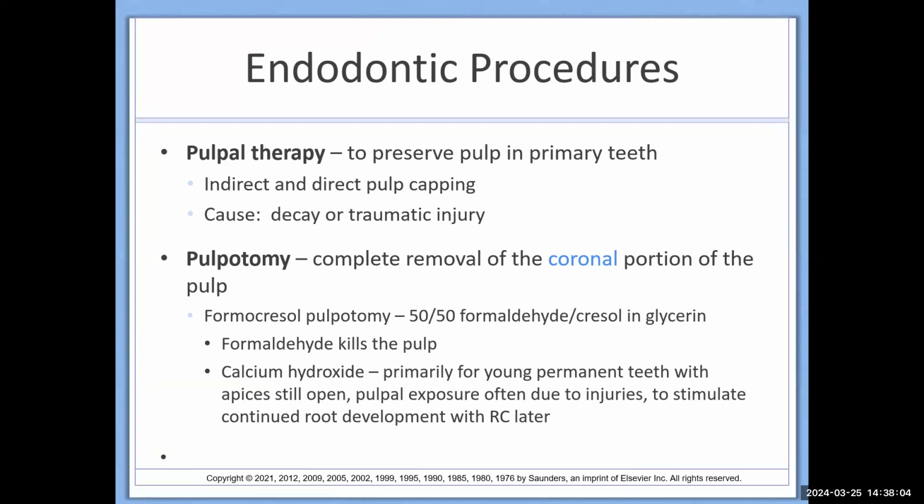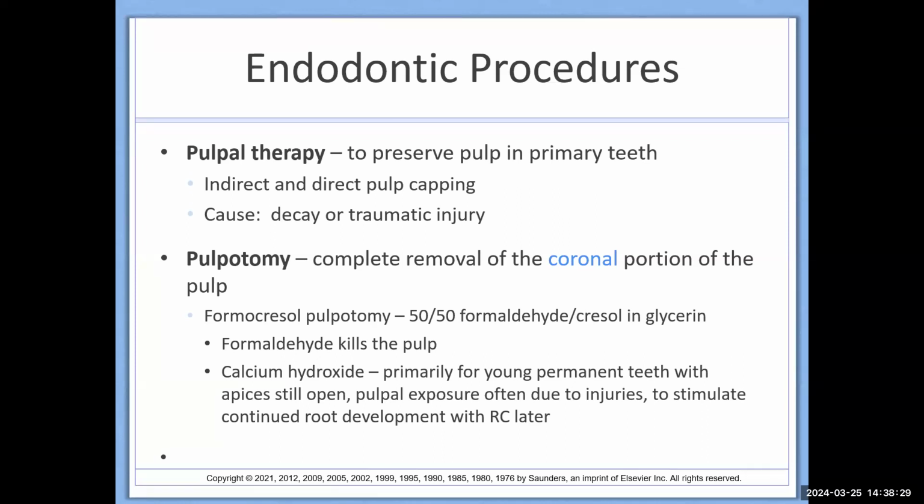Okay. If you're dealing with the formocresol pulpotomy, you have to put a little bit of formaldehyde, a 50-50 formaldehyde cresol ratio, and it's usually preserved in glycerin. It comes in a bottle, and you soak up a little bit of the cotton pellet in there, and you put it into the tooth for a little while. And basically, the concept is the formaldehyde kills the pulp.